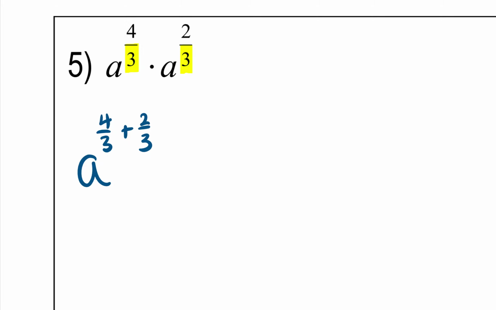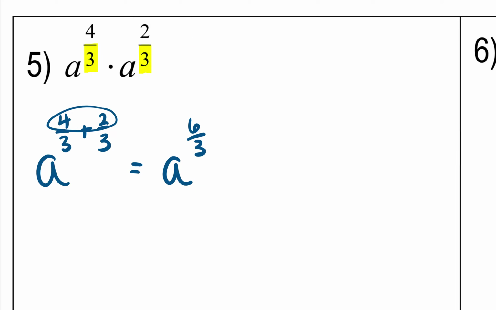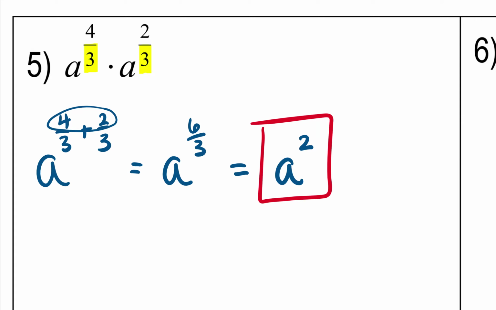So I'm adding my exponents. That gives me A. And remember, you just add the top two numbers, the bottom stays the same. So 4 plus 2 is 6/3. So I added, right? I have one letter now with one exponent, that's great. Now I simplify. 6 divided by 3 simplifies to 2. So my answer is A squared, and that's it.